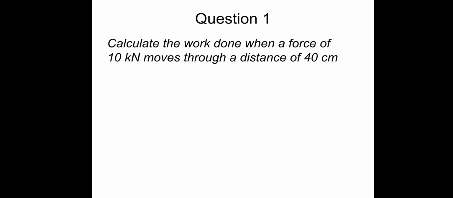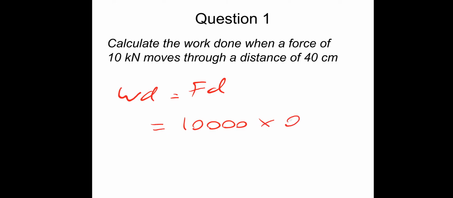So question 1. When we do questions, just pause the video and then play for the solutions. So work done is force times distance, so FD. 10 kilonewtons is 10,000 newtons multiplied by 40 centimeters, which is 0.4, and 0.4 times 10,000 is 4,000 joules, or 4 kilojoules.